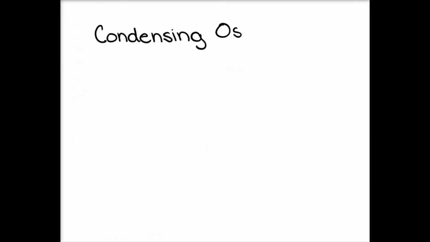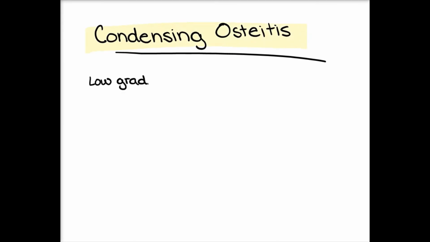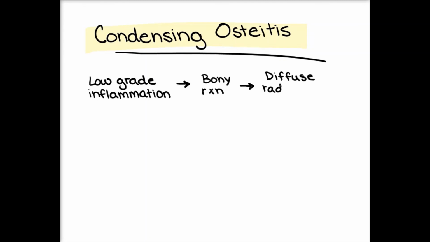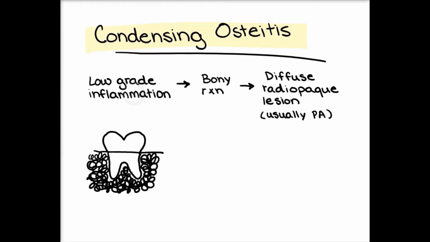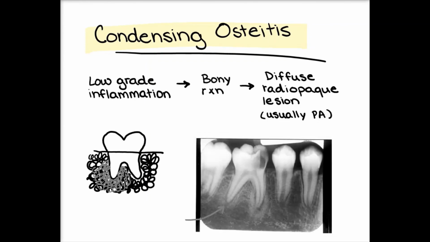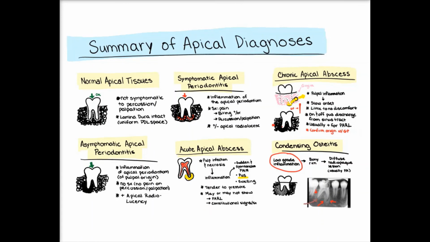Our final diagnosis is condensing osteitis. So here we have low-grade inflammation that leads to a bony reaction that shows up on X-ray as a diffuse radiopacity. I'll draw that finding below. So here we have the trabecular bone, and there is a radiopacity or light region surrounding the root. Here we have a real-life example that shows this radiopacity. This indicates low-grade inflammation. Finally, here's our summary slide of all of the apical diagnoses you need to know about.